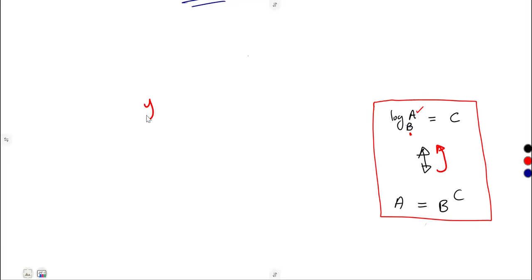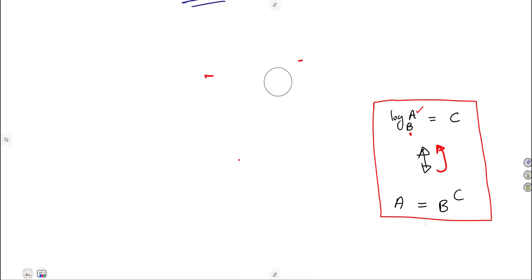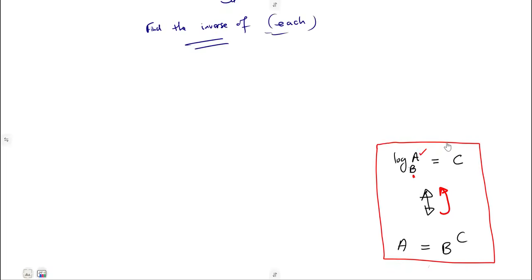So without wasting our time, if we're given y is equal to minus square root of 144 minus x squared, and we were to find the inverse, it goes back to the original format. So for the inverse, just interchange x and y. So x will be equal to minus square root of 144 minus y squared. That will be the concept of what I'm trying to say. Okay, so that is it, guys. Let's work out as many questions as we can.